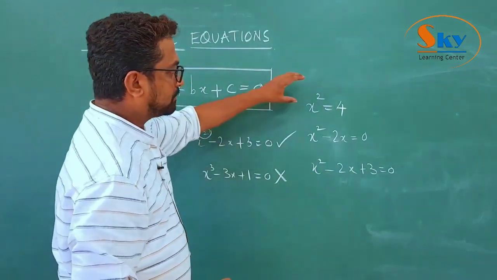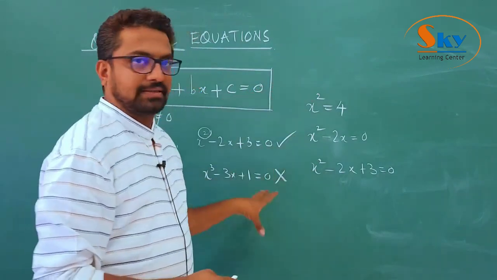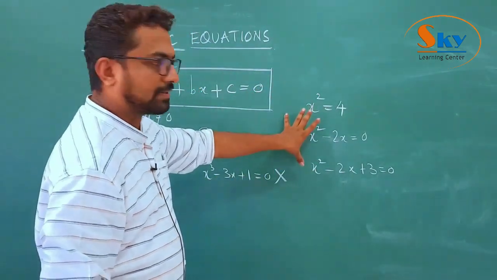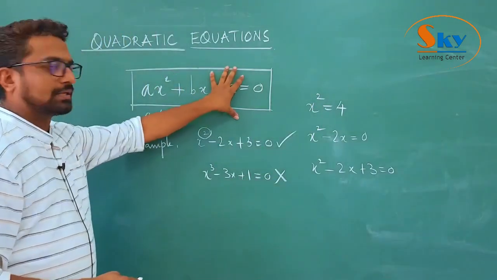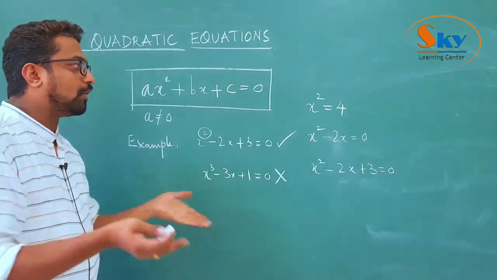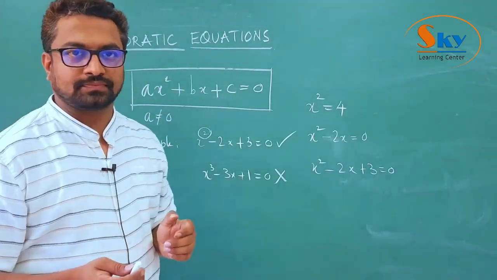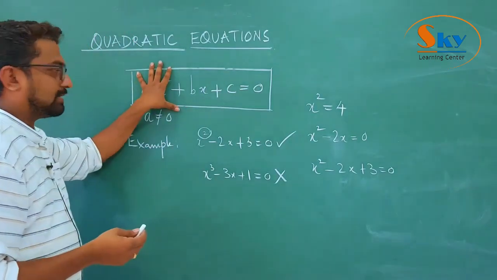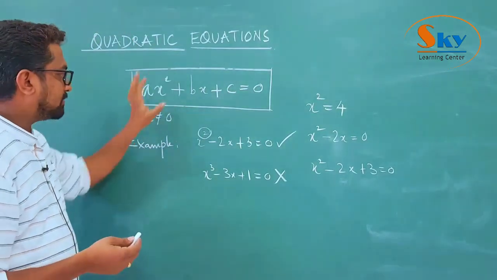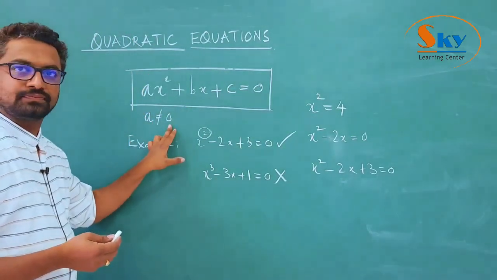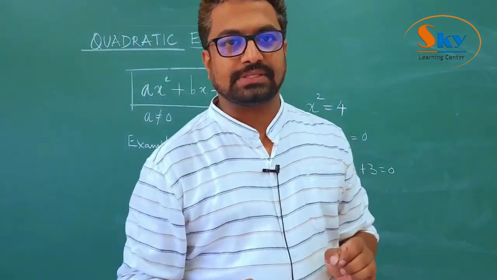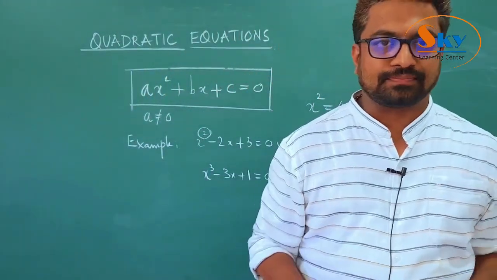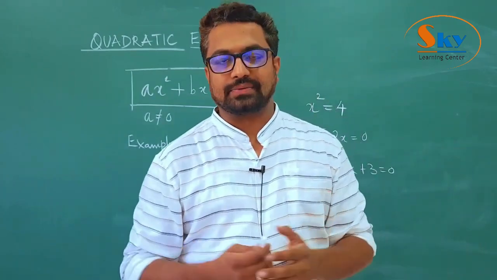So can you see here, the x square term is mandatory, but the other terms, that is bx and c terms, are optional. So you need not have those terms. So the ax square term should exist. In other words, a should not be equal to 0. So any equation of the form ax square plus bx plus c equals 0 is a quadratic equation. I hope you understood what quadratic equations are.